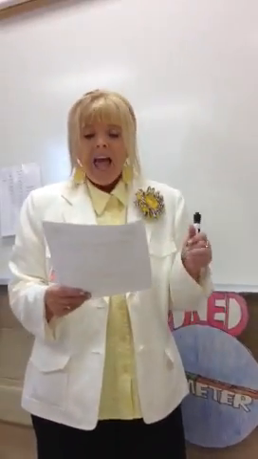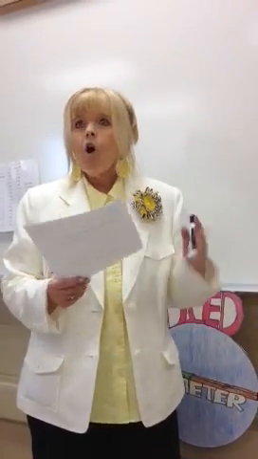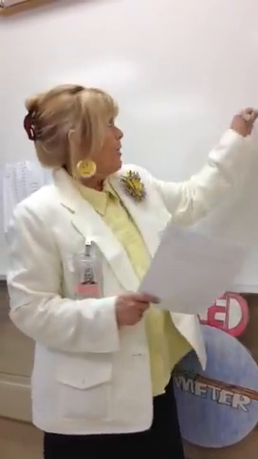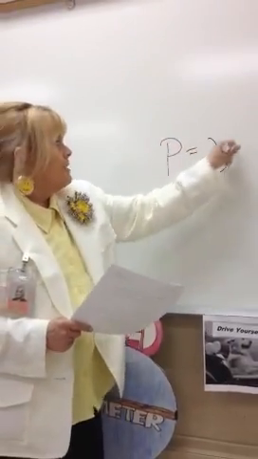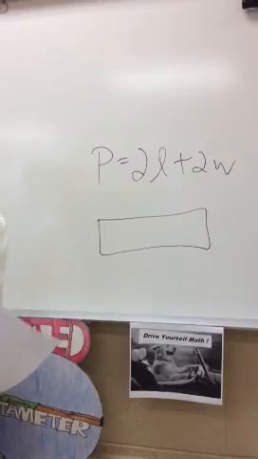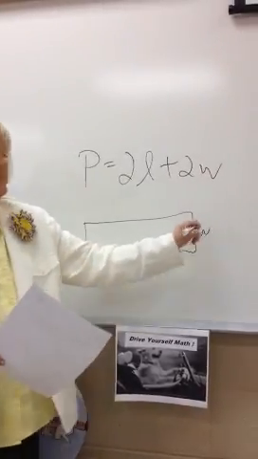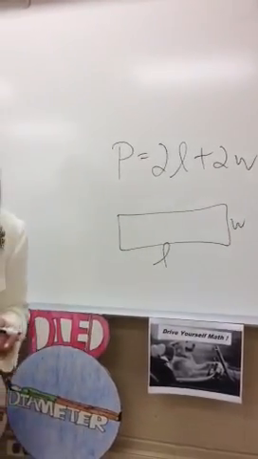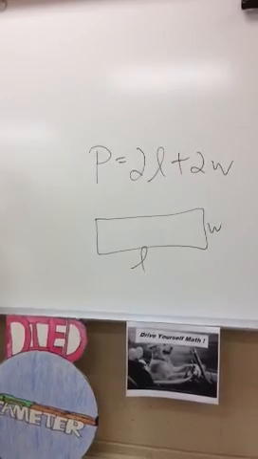On perimeter. How do you get a perimeter? There are all kinds of formulas for perimeter. There's one formula that says 2 times the length plus 2 times the width. That's for a rectangle, because this is the length and this is the width. We're not going to use formulas, but that is a formula.